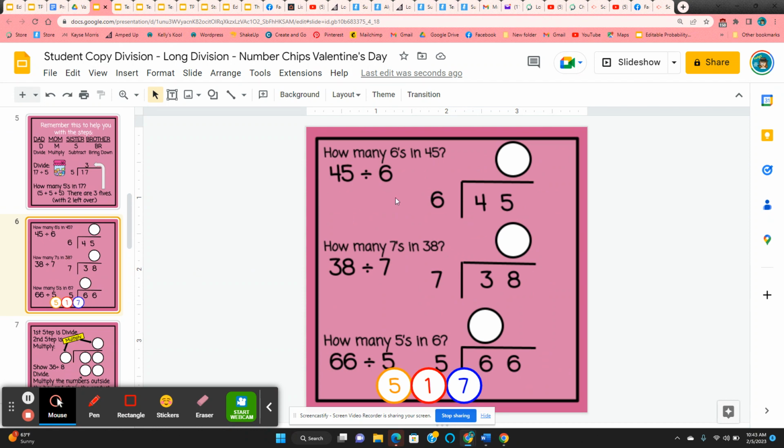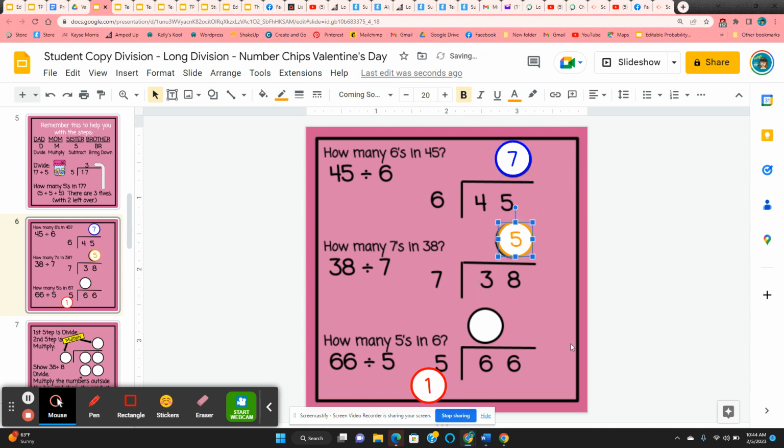Slide 6, all they're going to be doing is the first step, which is divide. How many times does 6 go into 45? Well, it goes 7 times, even though there's some left over. 38 divided by 7, well, 7 goes into 38 5 times with some left over. And then 5 goes into 6 1 time.